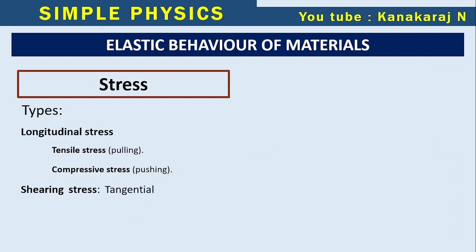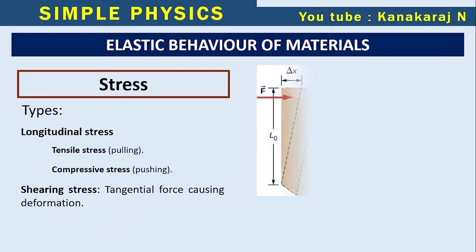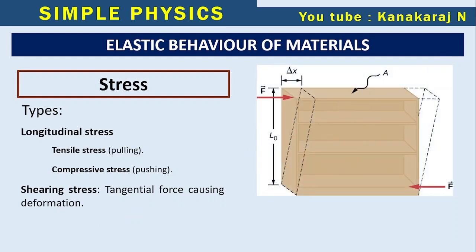Shearing stress, a tangential force causing deformation. The lower part of the cuboid is fixed, whereas the force is applied horizontal to the upper surface, so that there is a shift in the upper surface by a distance of del x. This comes under shearing stress and the formula is sigma equals F upon A.